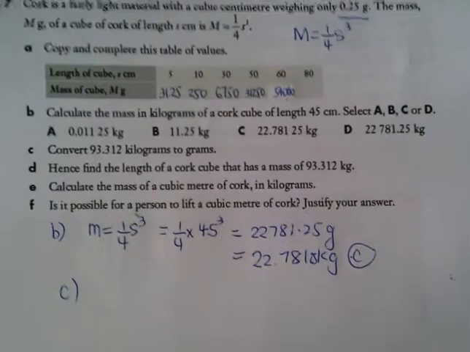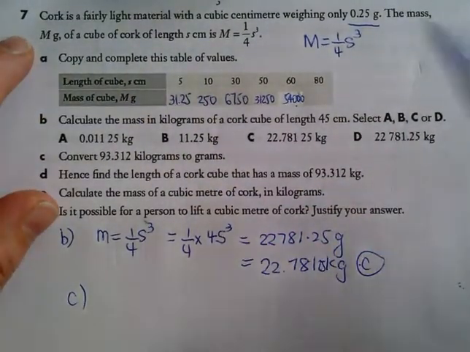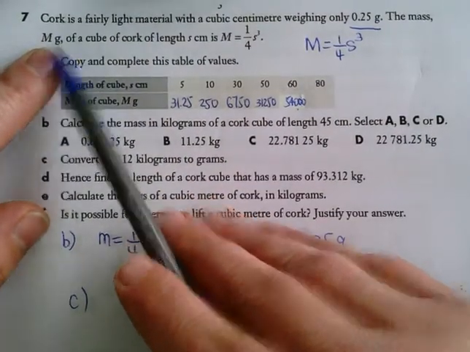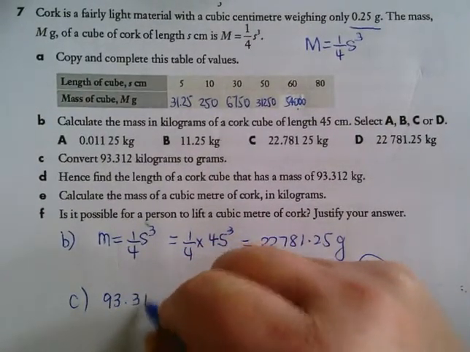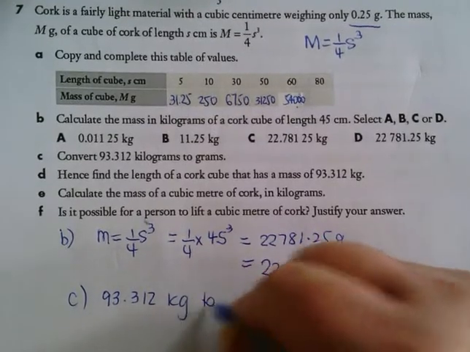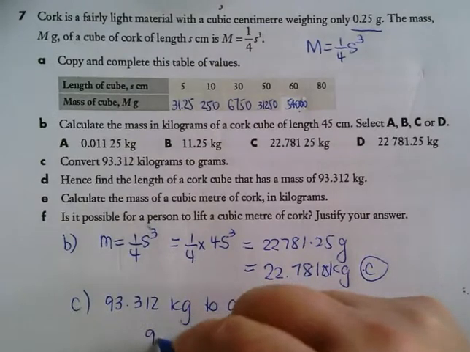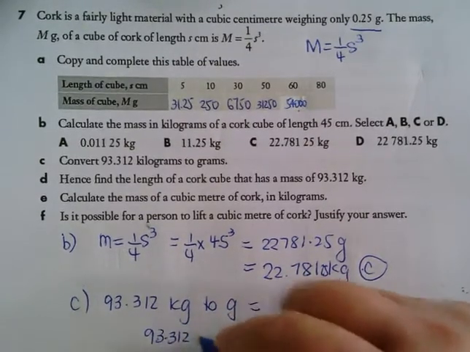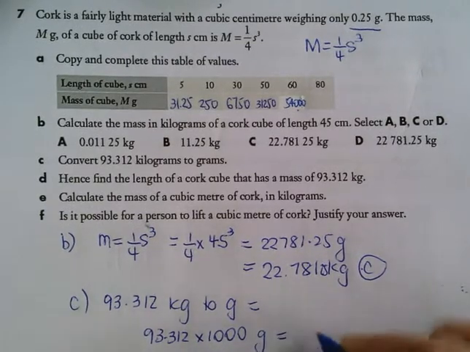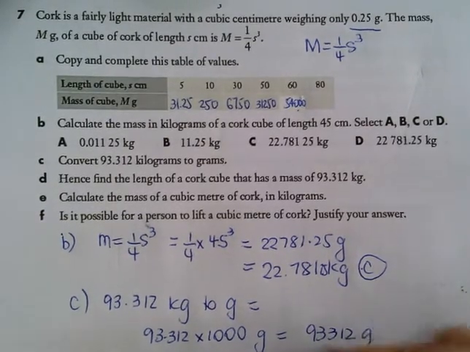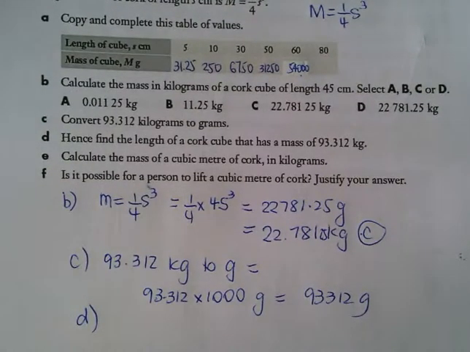See, you need to be really, really careful because the formula does not use kilograms. It uses grams. So in part C, they've got convert 93.312 kilograms to grams. Oh, they're helping you. What is it? 93.312 times 1,000, which is 93,312 grams, and that helps you with part D. But sometimes they're not going to guide you like that.